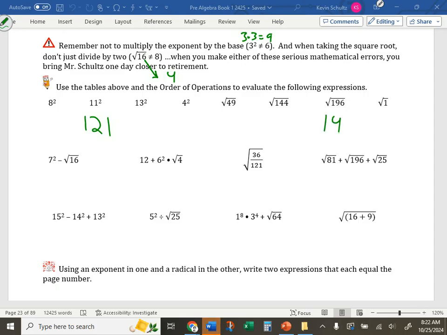Where you have to think a little bit more is when you get down to this section here. For example, let's take this one. 12 plus 6 squared times the root of 4. There are 4 operations going on here. You got addition, squaring, multiplication, and the root. According to PEMDAS, what do we need to do first? Not when there are exponents and roots. Those exponents and roots have to happen first.